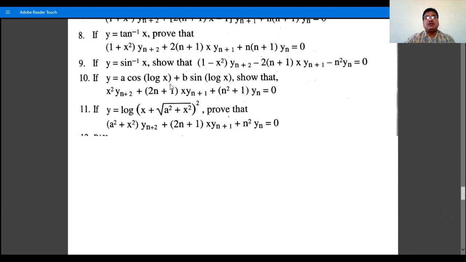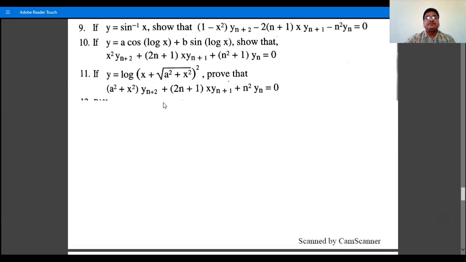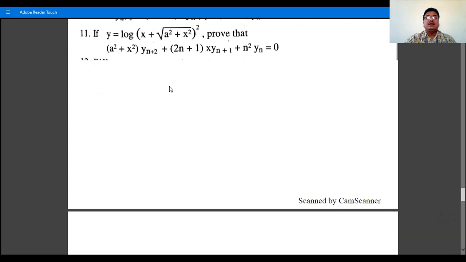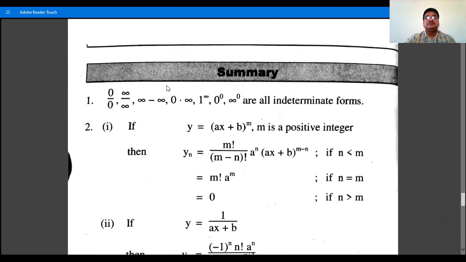Here y = a cos(log x) + b sin(log x), again differentiate 2 times and then apply Leibniz theorem. This problem is also of the same type. Y = [log(x + √(a² + x²))]², and so log aᵐ is m log a. First apply that rule, then differentiate 2 times and then apply Leibniz theorem. We have this.